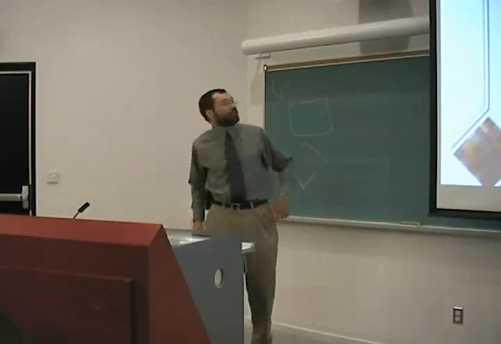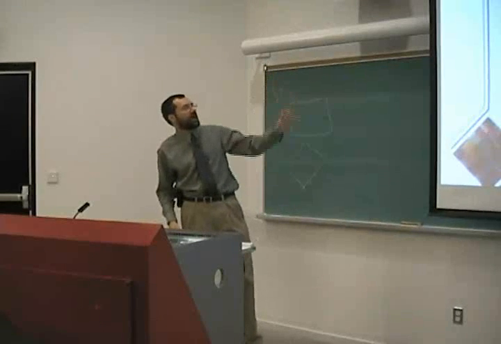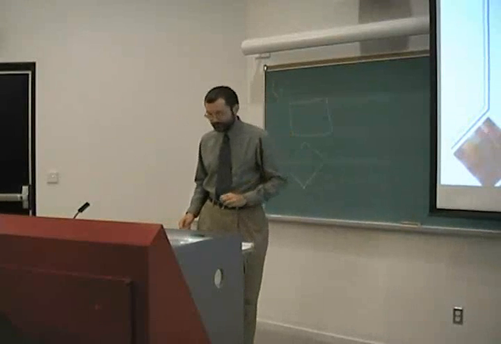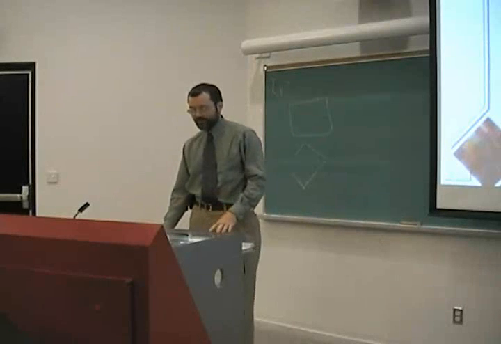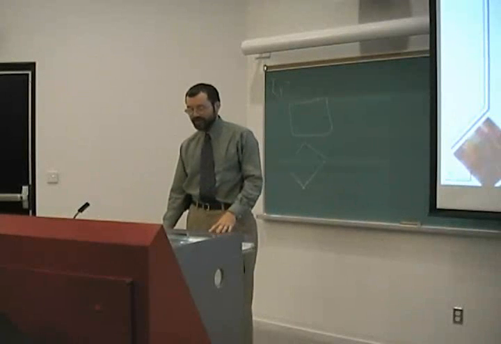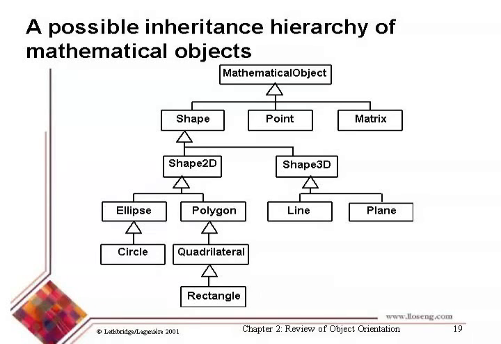On slide 19, we see a much larger inheritance hierarchy. We start off with a grand superclass, mathematical object. It breaks down into shape, point, and matrix, 3 different kinds of mathematical object. We can ask ourselves, is a shape a mathematical object? Seems to make sense. Is a point a mathematical object? Yeah. Is a matrix a mathematical object? Yeah, seems to make sense.